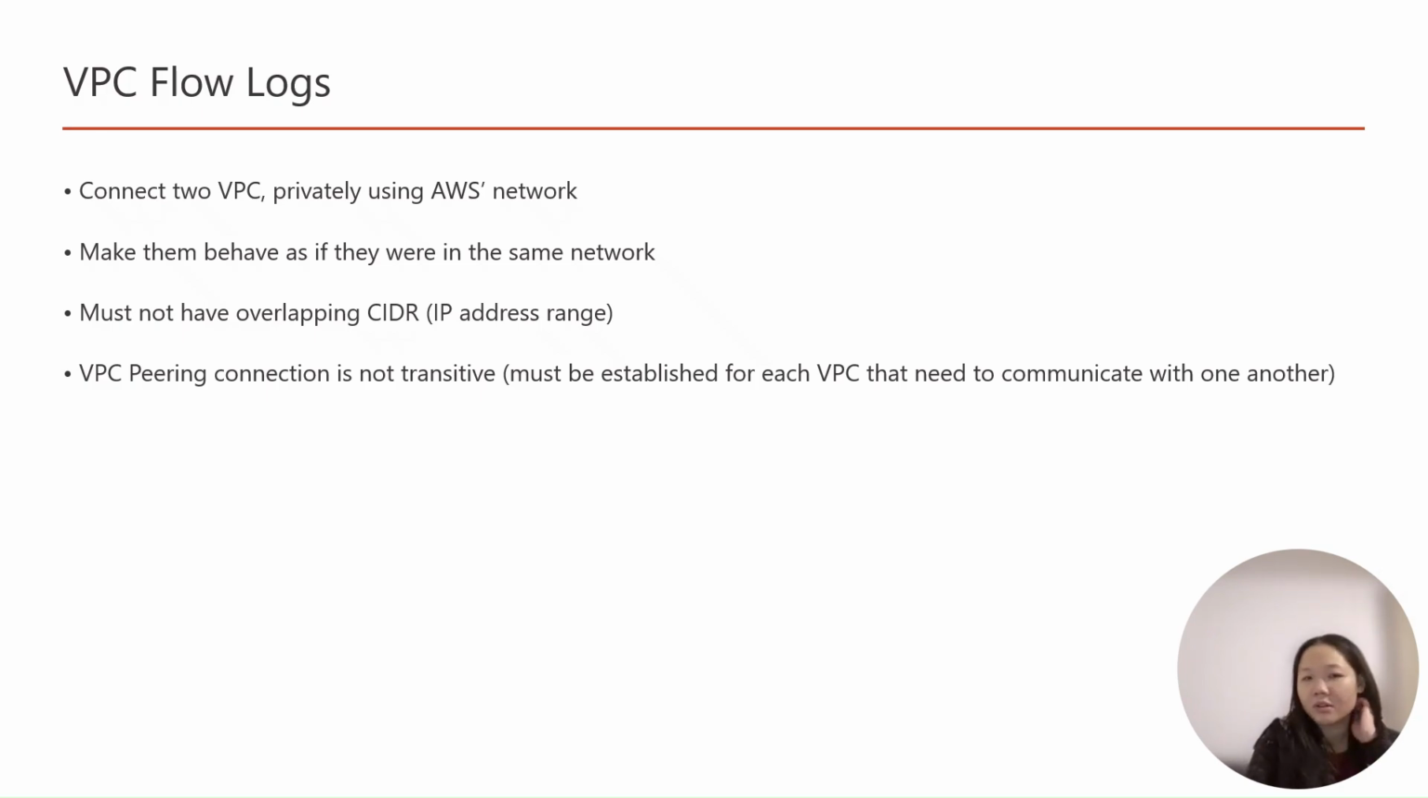VPC Peering connects two VPCs privately using the AWS network, making them behave as if they were in the same network. They must not have overlapping CIDR IP address ranges. VPC Peering connection is not transitive; it must be established for each VPC that needs to communicate with one another.